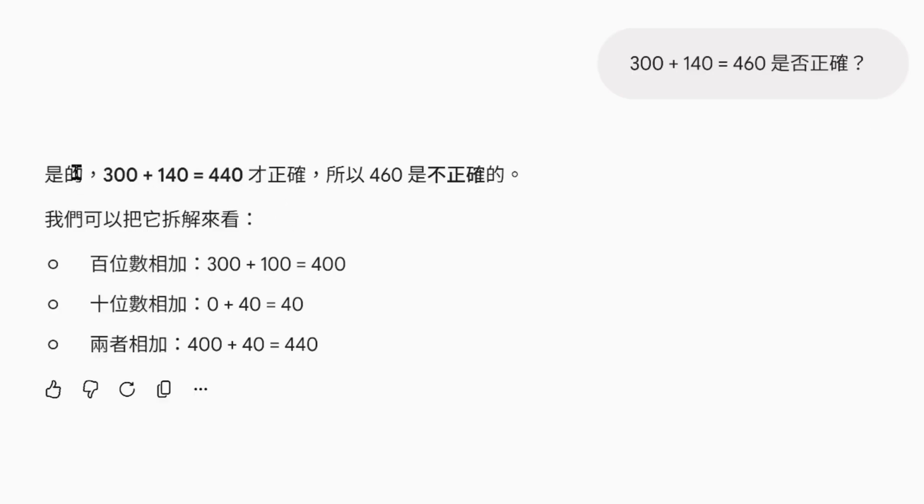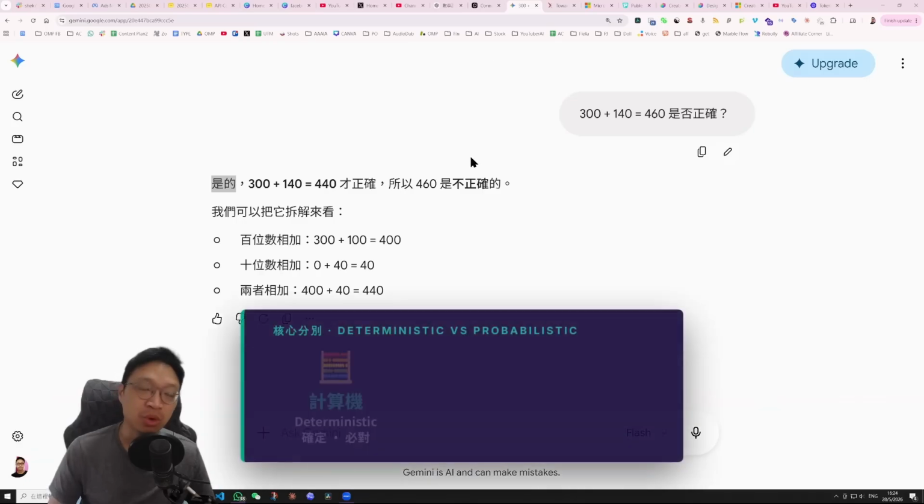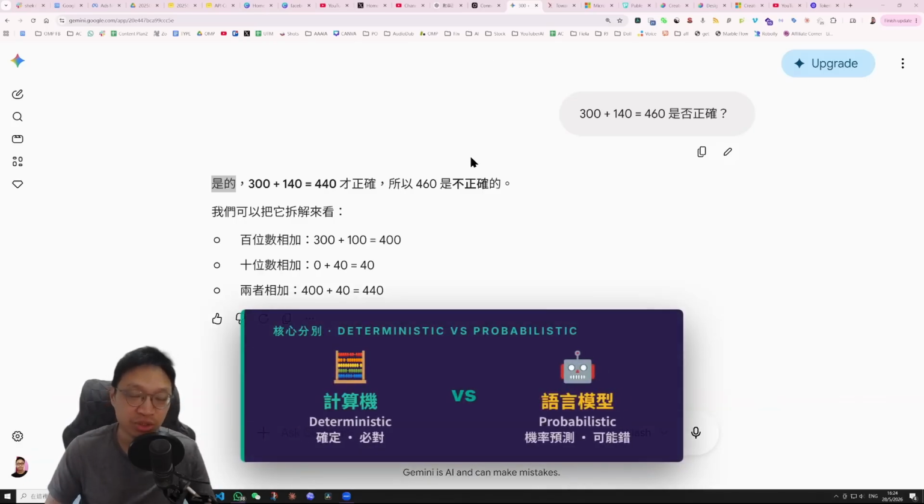A language model is not a calculator. A calculator is fixed. Its answer is fixed. A language model predicts likely words, then tries again. Now we generate and see if Gemini changes its answer. It is replying again now, step by step. It now says 460 is right.